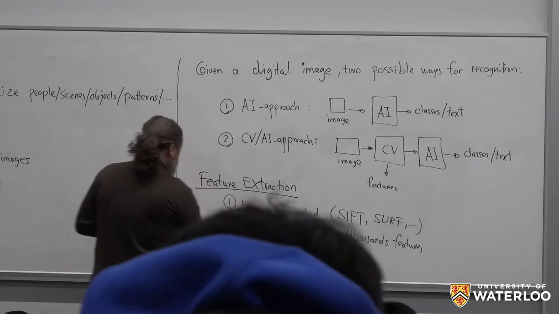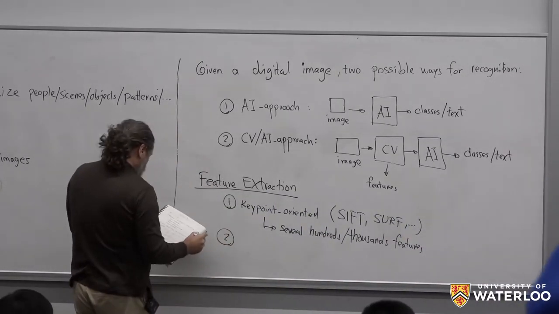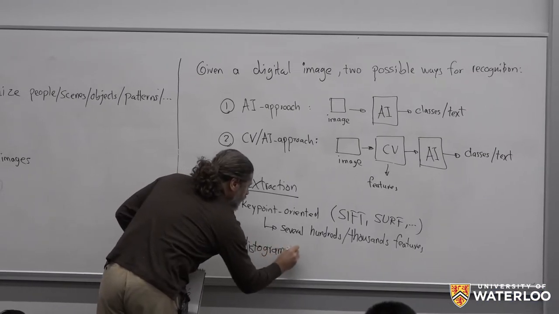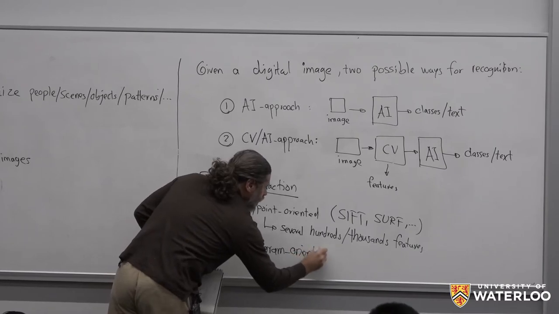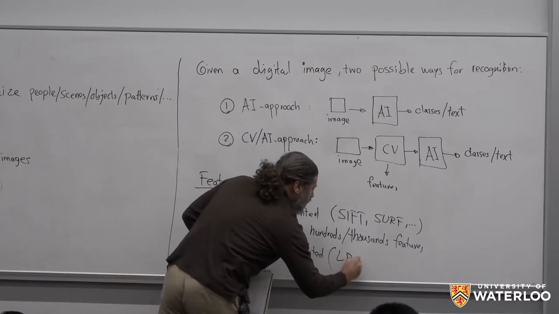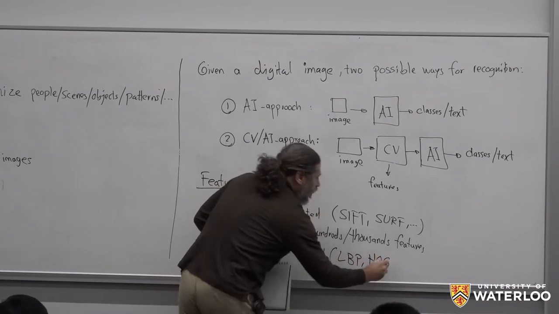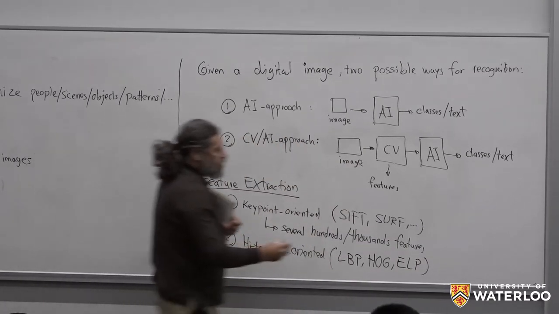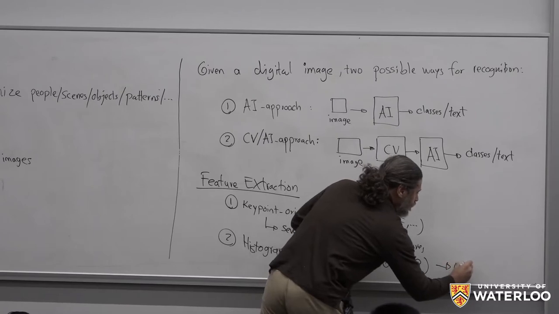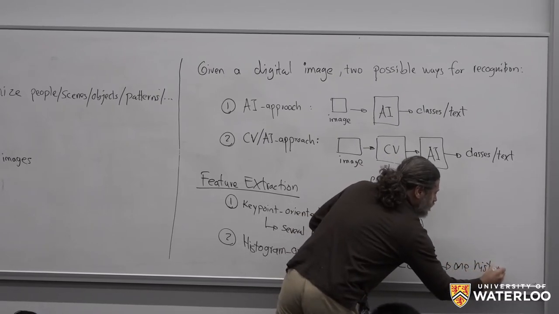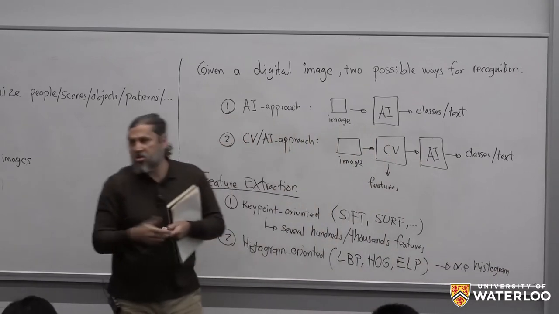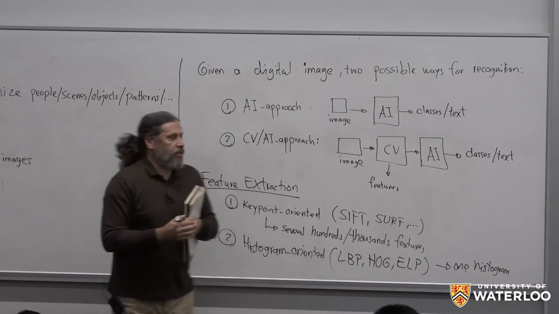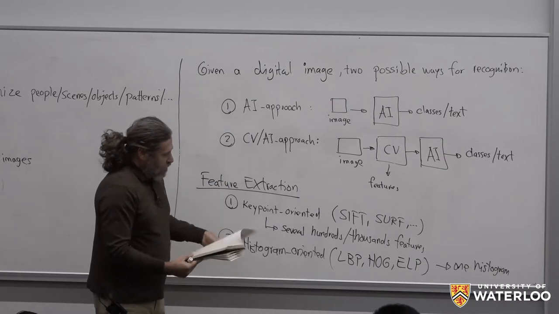So we don't need to go into details. The second approach in computer vision is histogram-oriented. Here we have techniques called LBP, HOG, and many others. So here what you get is just one histogram, which is just a vector of some numbers. Usually it's a short vector. 128, 256, 500 is a short vector. So, okay.